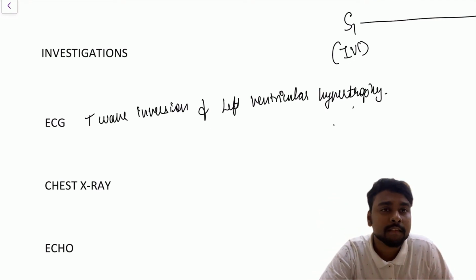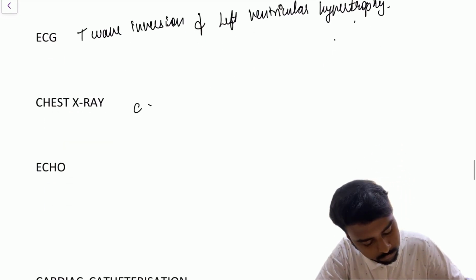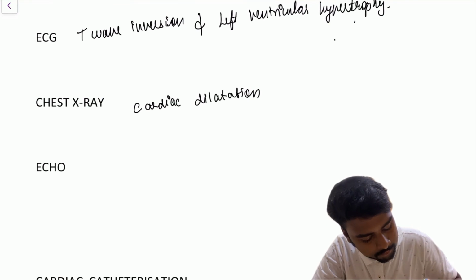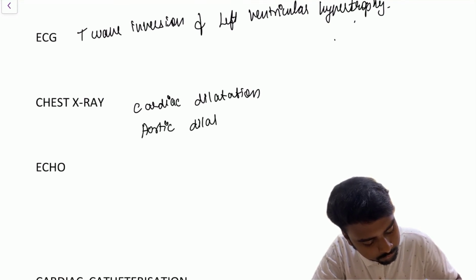What all can you see in chest X-ray? You can see cardiac dilatation and sometimes you can see aortic dilatation.